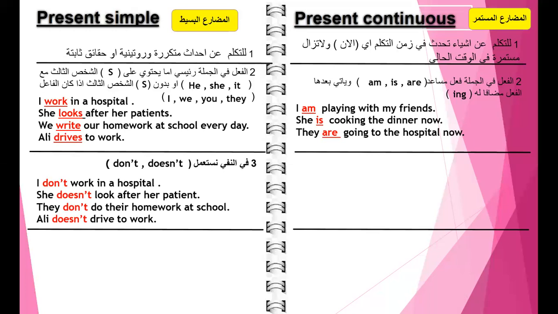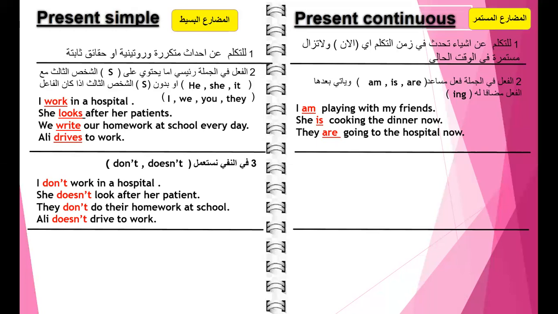Ali doesn't drive to work. حذفت اس الشخص الثالث. Affirmative: Ali drives to work. The negative: Ali doesn't drive to work. We omit third person s because we negate with doesn't. طبعا don't هي do مع not. بالاختصار don't. does مع not راح تكون doesn't.